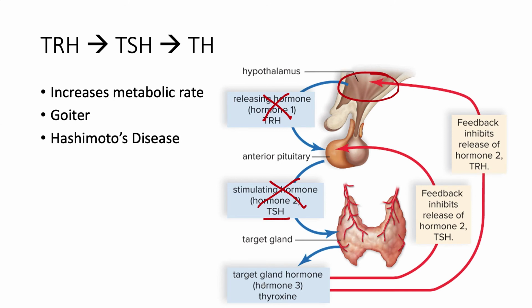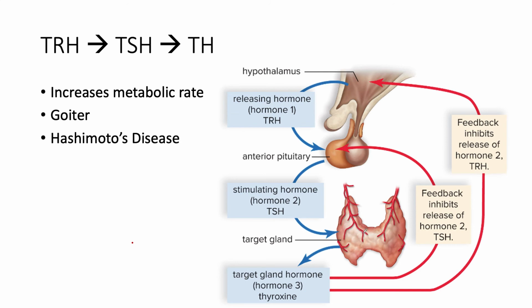What does thyroid hormone actually do? Well, it increases your metabolic rate. One of the things that can happen is if the level of thyroid hormone falls too low, you're going to encourage the production of thyroid releasing hormone, which is going to trigger the production of thyroid stimulating hormone.